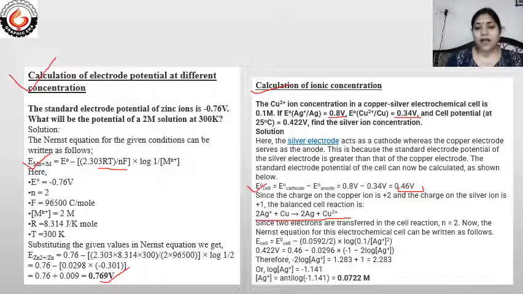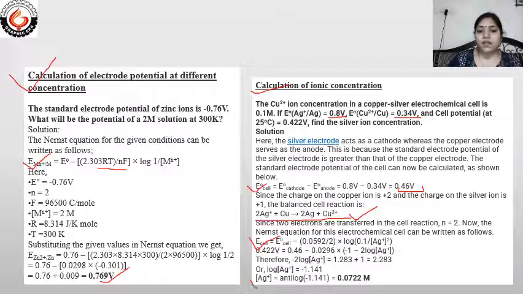After that we will balance the equation. For balancing the equation, as silver is having one positive charge and copper is having two positive charge, we will put the value 2 in front of the silver. This is the complete equation. After that we will simply put the values into the Nernst equation. In the Nernst equation, except the concentration of Ag+, we will know all the values.